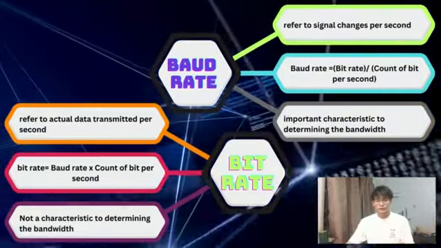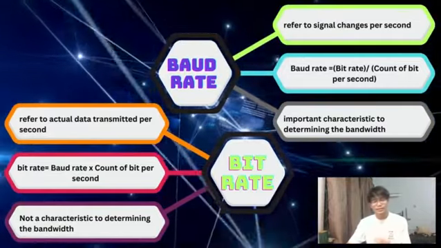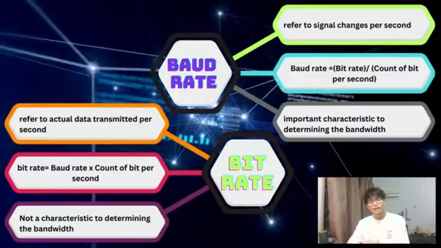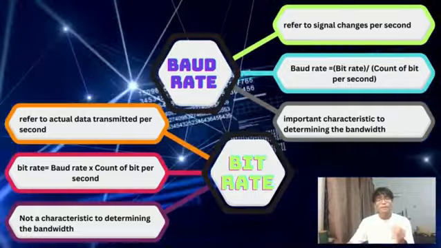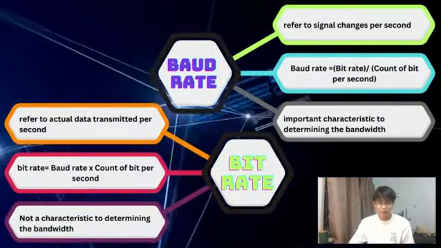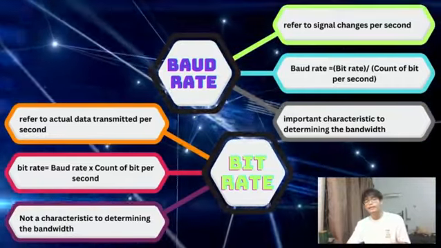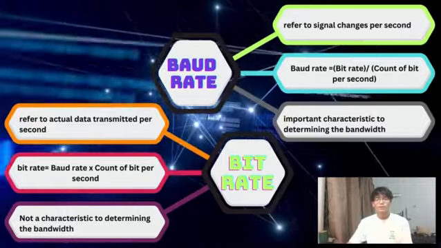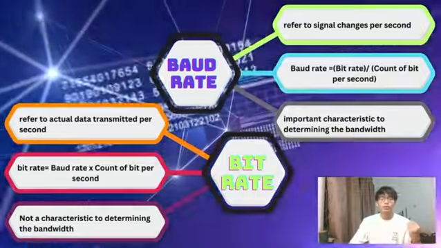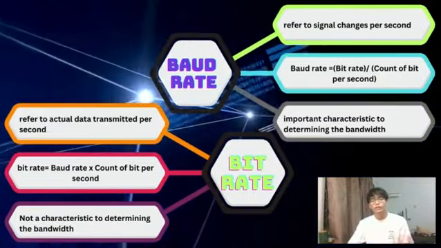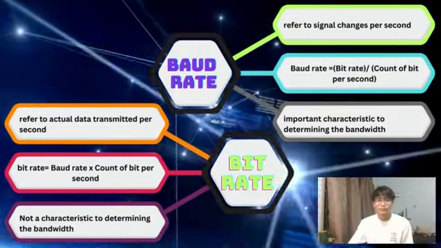Firstly, bitrate. Bitrate, also known as data rate, is the number of bits transmitted or processed per unit of time. It is usually measured in bits per second, kilobits per second, megabits per second, etc. Secondly, we have baud rate. Baud rate, on the other hand, is the number of signal or symbol changes per second in a communication channel. Baud rate is often used in the context of serial communication, where each symbol might represent multiple bits.